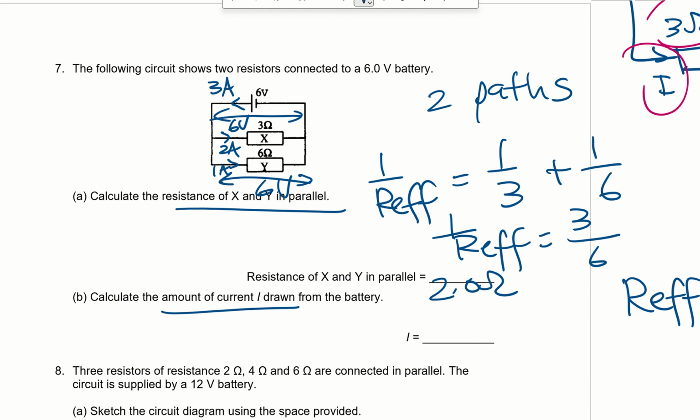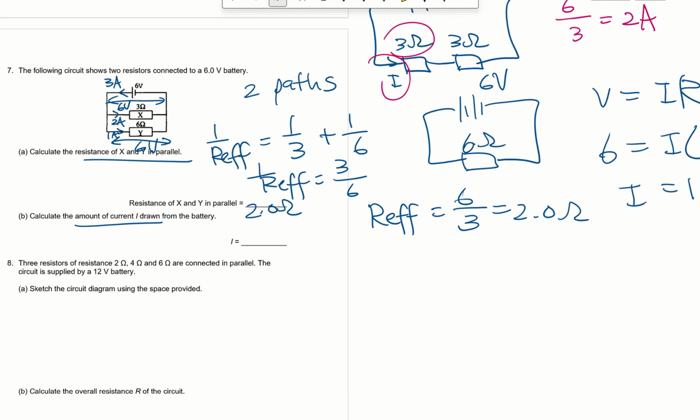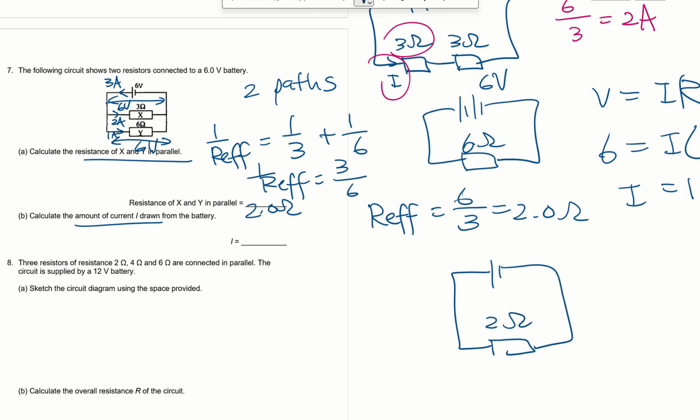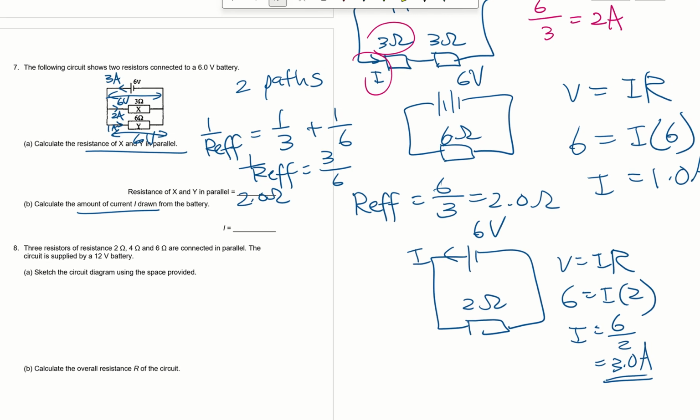You add them up. Is there another way to do this? There is, because I asked you to find the effective resistance, right? So let me redraw this with the effective resistance of 2 ohm, 6 volts. What is the current that flows out? The current that flows out is V equals IR, 6 equals I times 2, I equals 6 over 2 equals 3 ampere. It actually tallies with what I have done over here. Okay, so the final answer is 3 ampere.